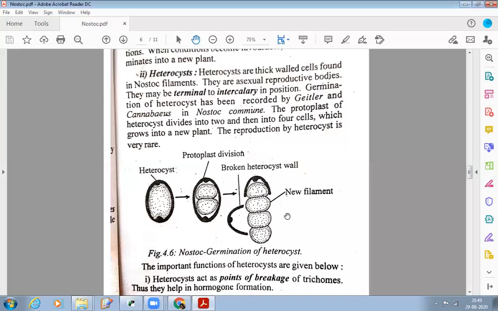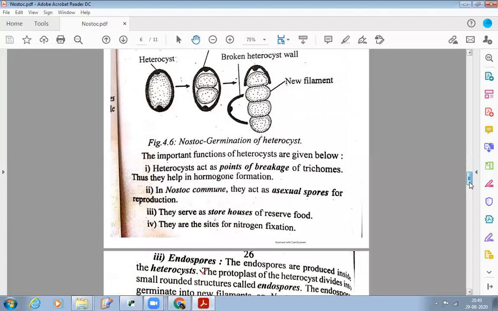Upon the arrival of favorable conditions, the thick common wall can be broken, and the heterocyst, which has developed into a new filament, will be released, and it will further undergo mitotic division and grow into an independent body. That is a filament.